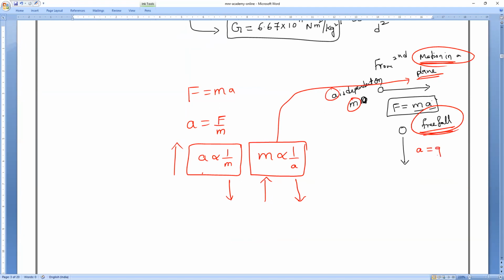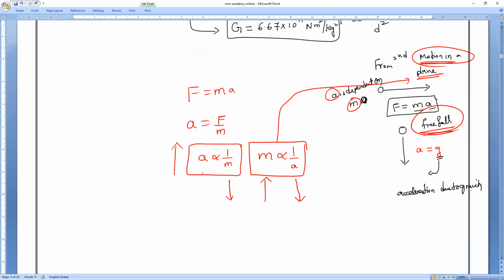In the case of free fall, acceleration becomes g. What do you mean by g? Acceleration due to gravity. Yes, g means acceleration due to gravity.